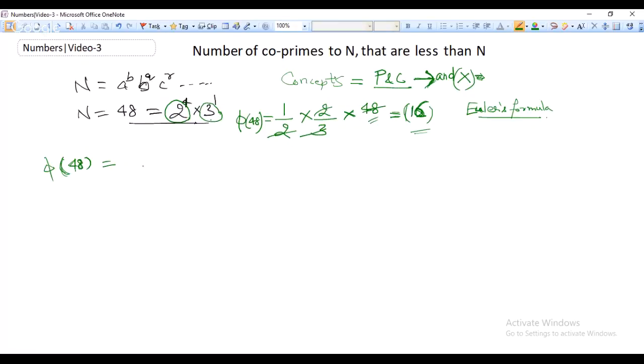So for 48, 2 and 3 won't be included. 5, 7, 11, 13, 17, 19, 23, 29, and 31. 33 won't be included. 35 won't be included. 37 won't be included. 41 will be included. 43 will be included. 47 will be included. We have got 11 numbers here.